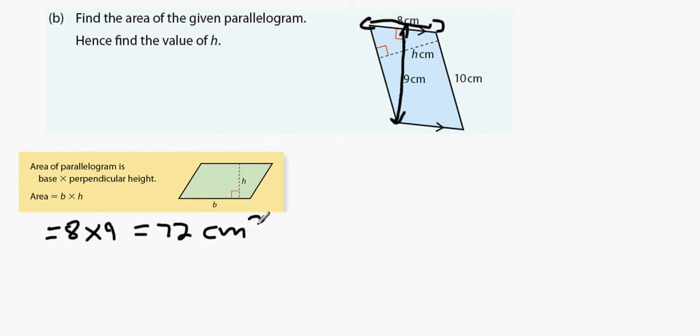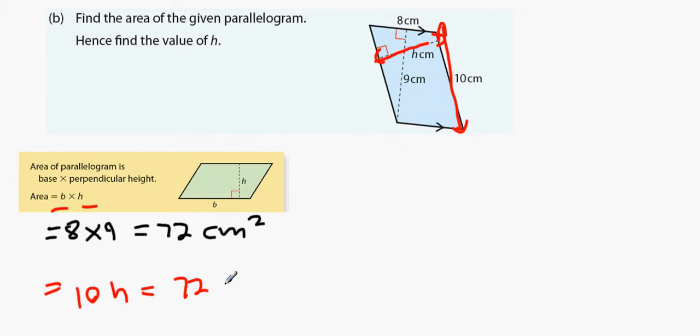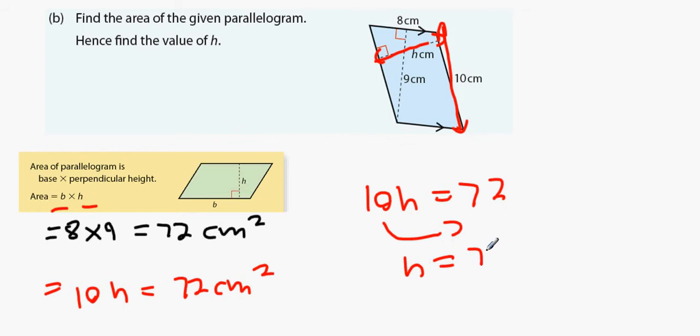centimeters squared. Now, another way of getting this would have been to use 10 and h, okay? Because 10 could be the base here, and h is the height coming from that base. So we could also say that base by height could be 10 by h, and that also has to equal 72 centimeters squared, because it's basically the same parallelogram. So 10h equals 72. It's 10 multiplied by h, so when you bring the 10 over, it becomes divided by 10, and that's going to get us 7.2 centimeters.